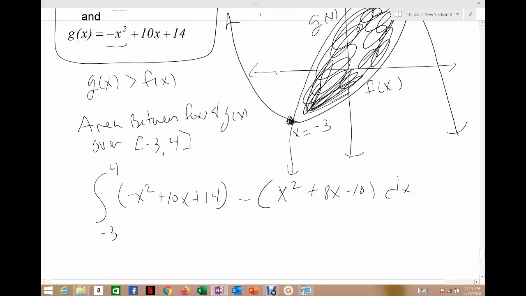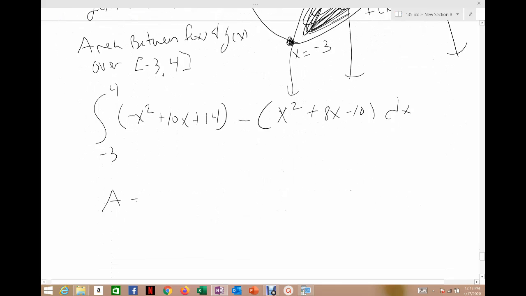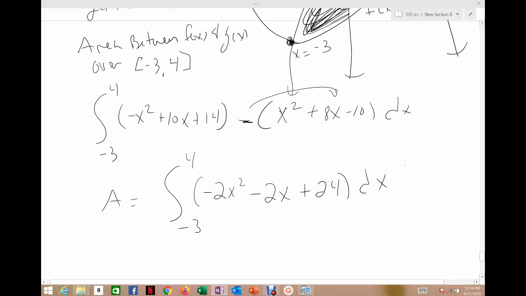Alright, and then simplify it. I want to see, at the very least, it's simplified. Alright, make sure you're careful with the negative. It distributes. Again, I'm going to do it in my head. I'm going to subtract. Negative x squared minus x squared is going to give me a negative 2x squared. 10x minus 8x is going to give me a negative 2x. 14 minus a negative 10 really means 14 plus 10, and so that comes out positive 24. And there's the new function, which I can now solve using the fundamental theorem of calculus.